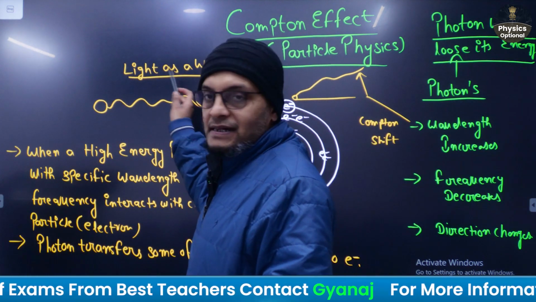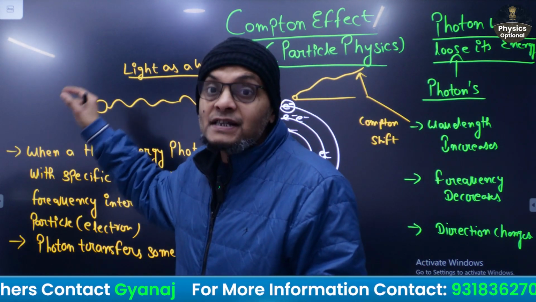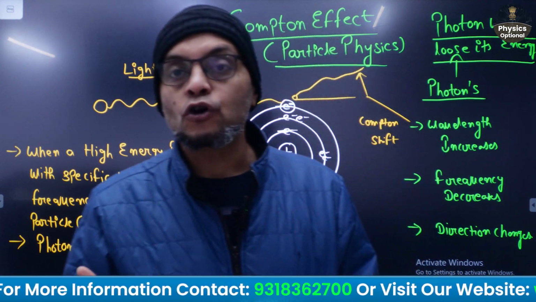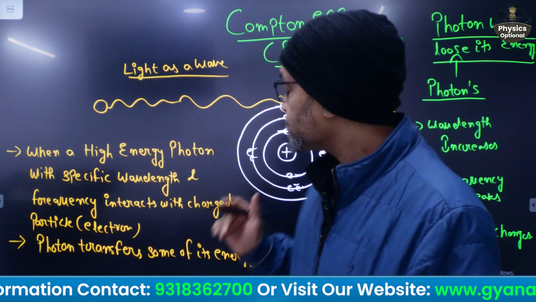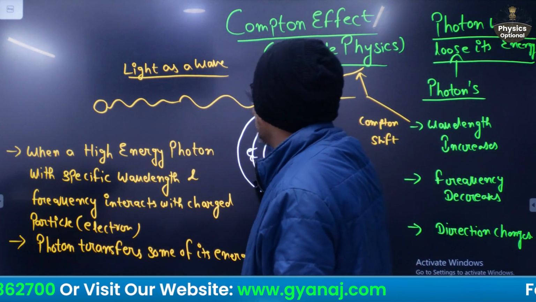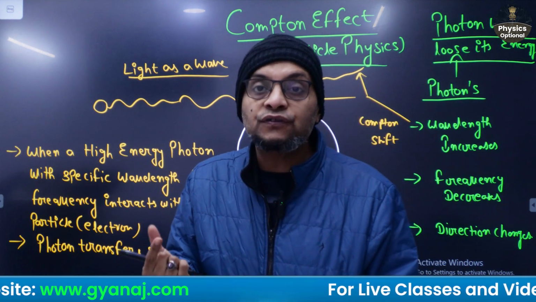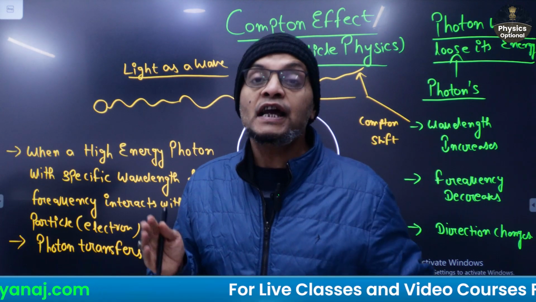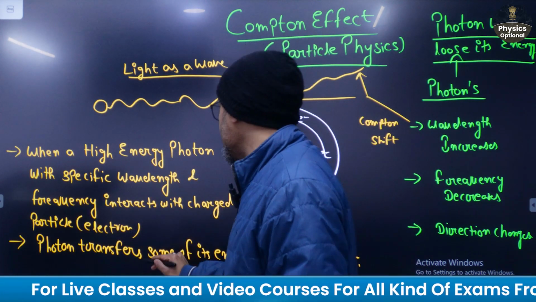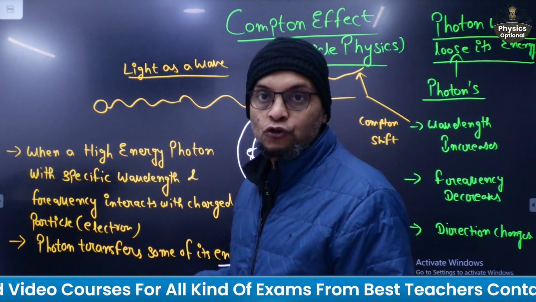So this is light as a wave. Light is incident on some atom. That means photons are going to collide with the electron, and the electron is our charged particle. So what happens here is that when the photon collides with the electron, the photon will transfer some of its energy and momentum to the electron, okay? Some of the energy and momentum of the photon is transferred to the electron, okay?